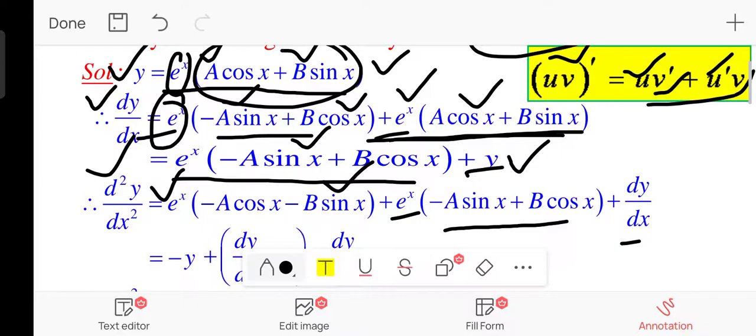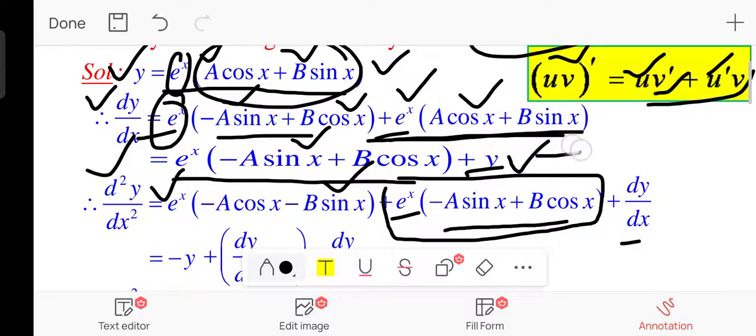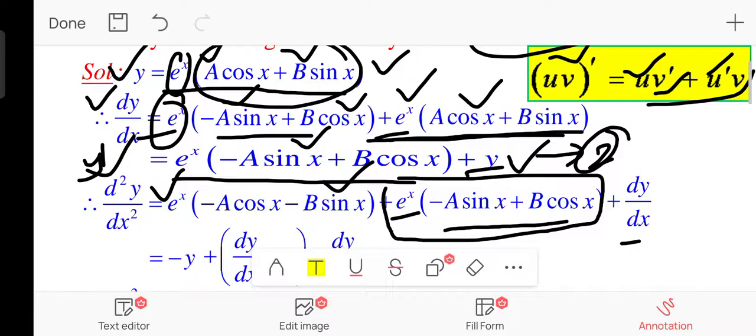Okay students, now the third step is eliminating the values a and b. So here e power x into minus a sin x plus b cos x can be written from this equation as y dash minus y. So in the place of e power x of minus a sin x plus b cos x, we can substitute y dash minus y.